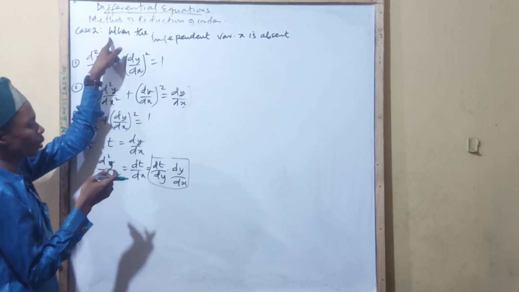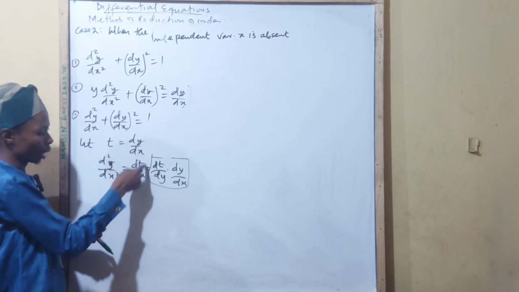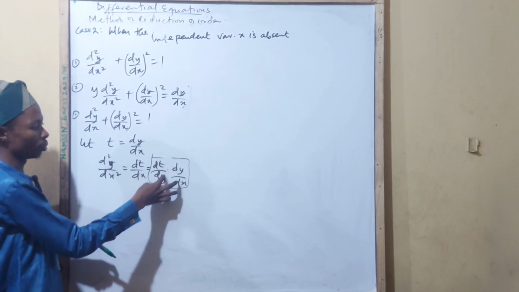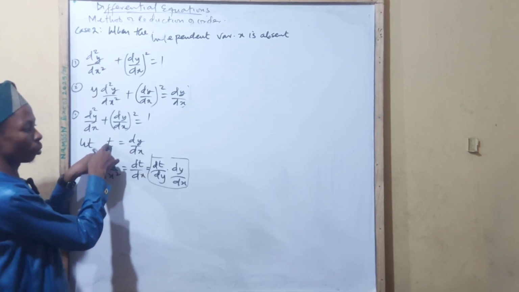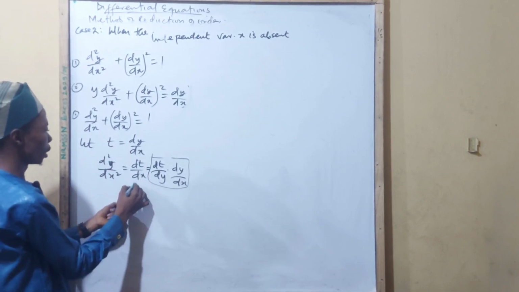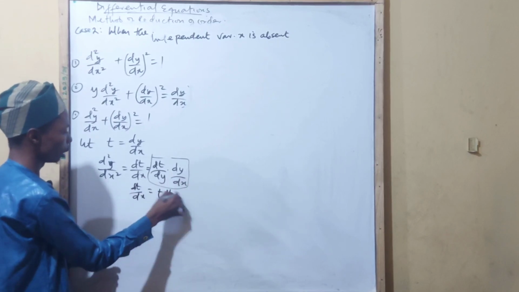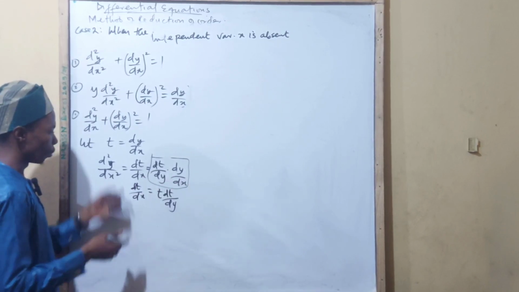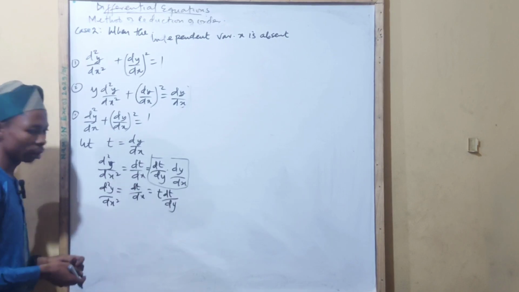But then because of this second case now, we take another step. You transform this d/dx into t dt/dy. This is chain rule. And what is dy/dx from the beginning? dy/dx is equal to t. Therefore, d²y/dx² is equal to t dt/dy, which is our d²y/dx².